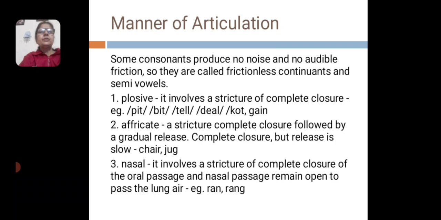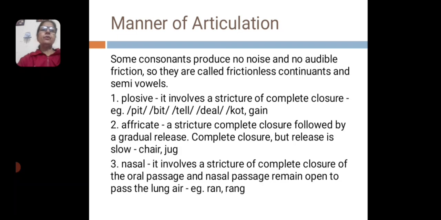What are plosives? A structure of complete closure. Complete closure is there. For example, pit, bit, tell, deal, caught, gain. Then affricates: a structure of complete closure followed by gradual release. The closure of the wind is there, then the wind is released gradually. Complete closure, then release is very slow. For example, chair, zug. We are stopping the wind, then all of a sudden release is there.